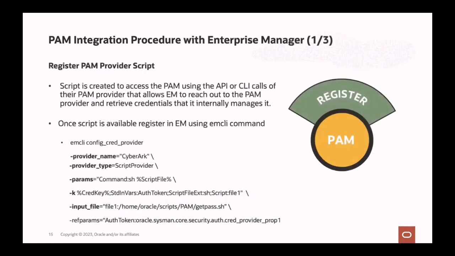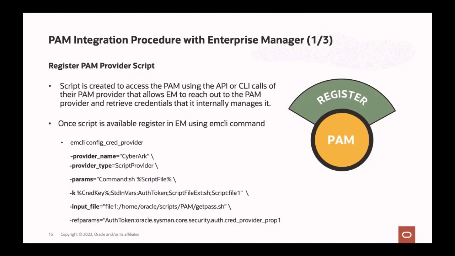Here we will see how to register the PAM integration script with Enterprise Manager. The customer needs to develop the integration script based on their organization's PAM provider. The script should be designed to access the PAM system using APIs or CLI methods. The primary purpose of the script is to fetch the credential for the database or host from the PAM during runtime. These scripts should utilize the appropriate APIs or CLIs provided by the PAM solution to interact with the PAM system.